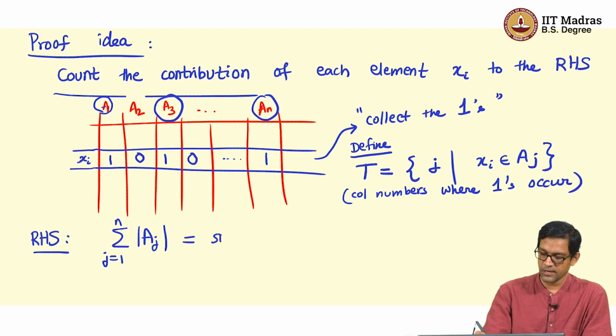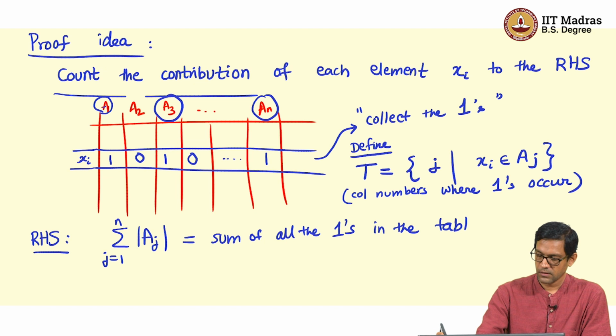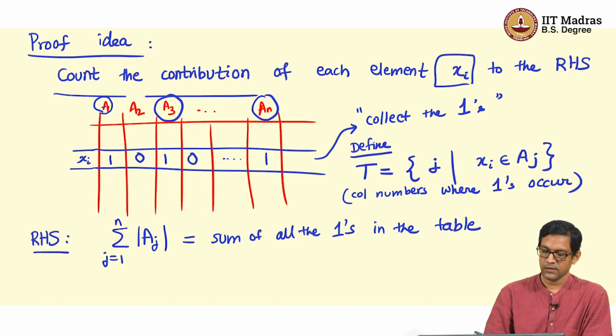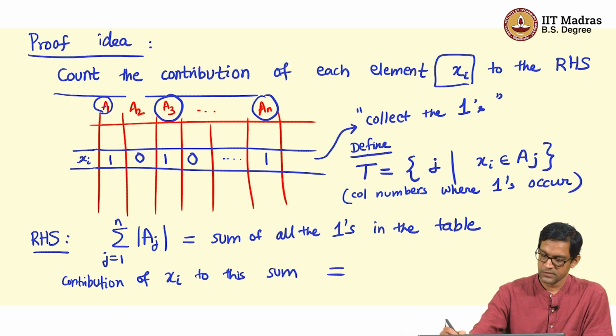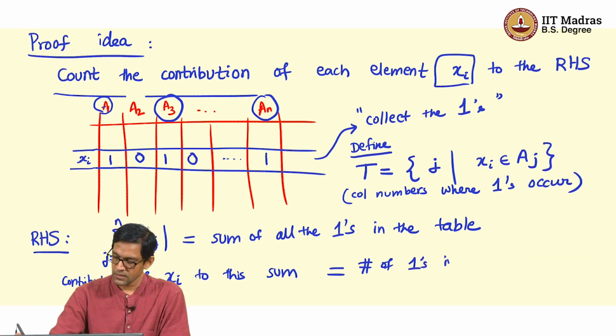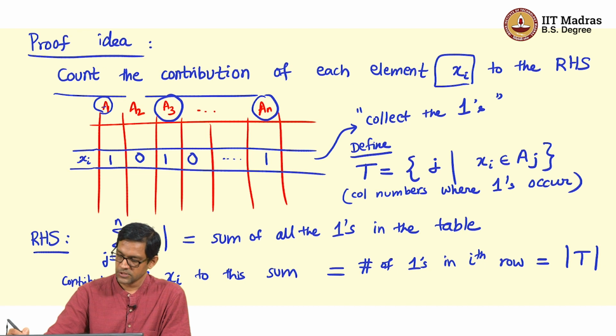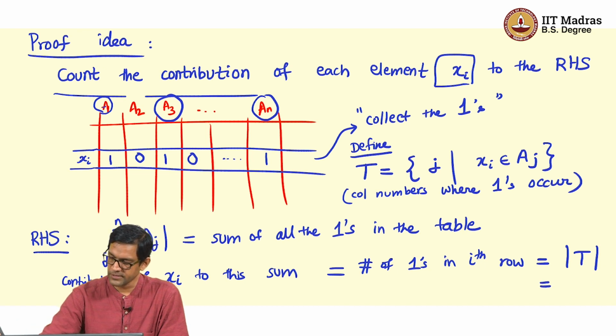So, this is nothing but the sum of all the ones in the table, but I am only going to focus on the row i, the ith row. So, let me only look at what is the contribution of the element xi to this sum. In other words, what is the contribution of the ith row to this sum? Well, the answer is it is just the number of ones in the ith row, right. And what is the number of ones in the ith row? That is just the cardinality of this set T. T is just where the ones occur. So, let us give this cardinality of this set T some name, let us call it small t. So, small t just refers to the cardinality of the set capital T.